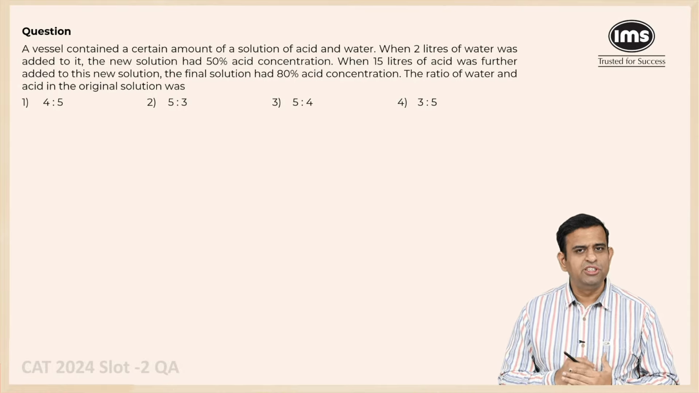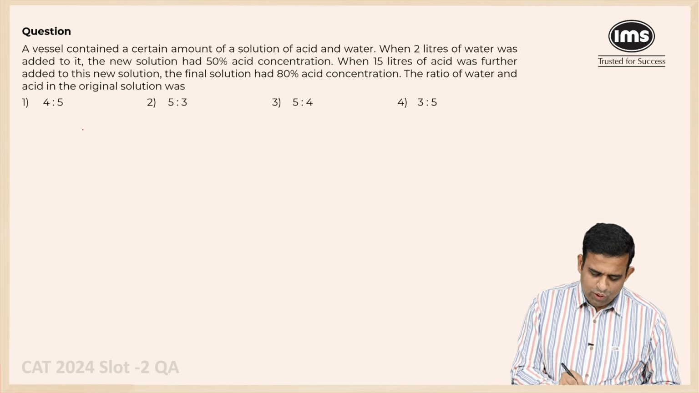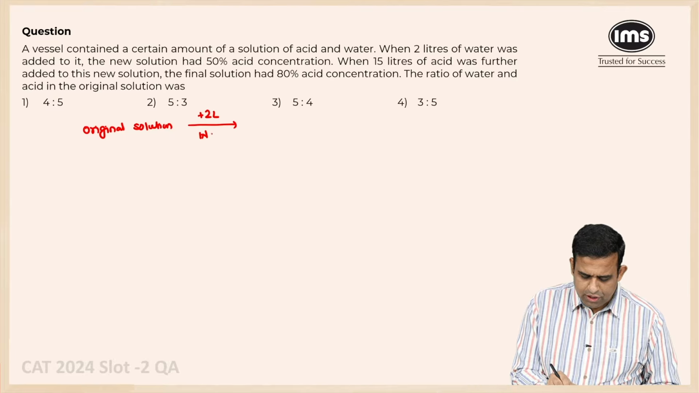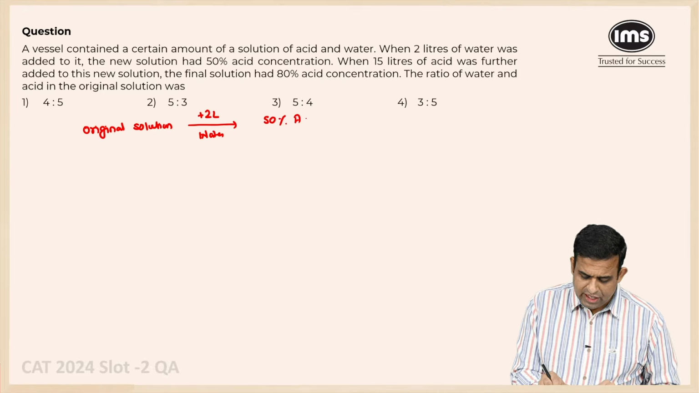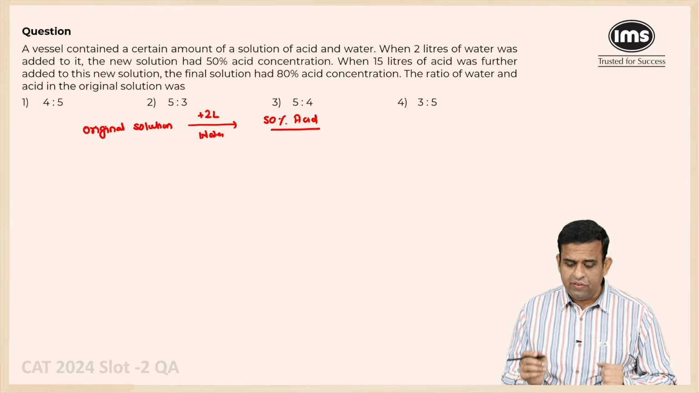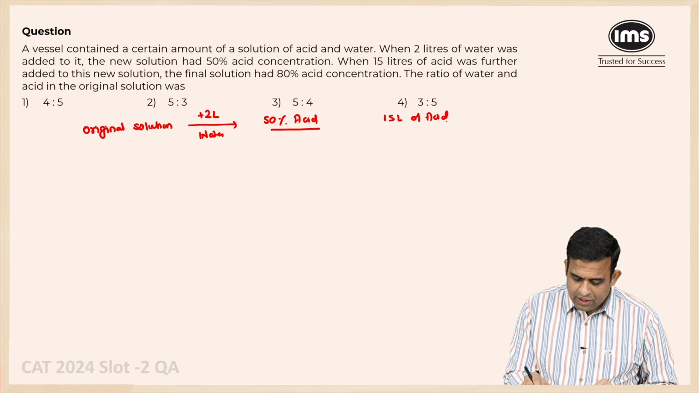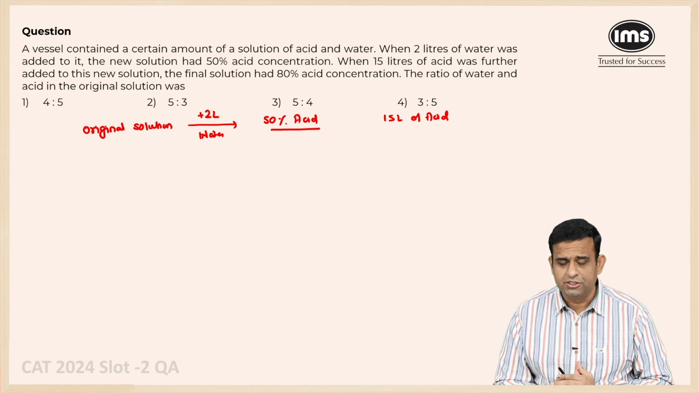Let's look at one more way using the concept of allegation in this particular case. And what we can do is, let's look at what do we have. We have some original solution. Then we are putting basically some 2 liters of water, and that gives you a solution having 50% acid. Now in this 50%, we are, let's say, mixing some 15 liters of acid, and this results in, one can say, an 80% acid concentration solution.